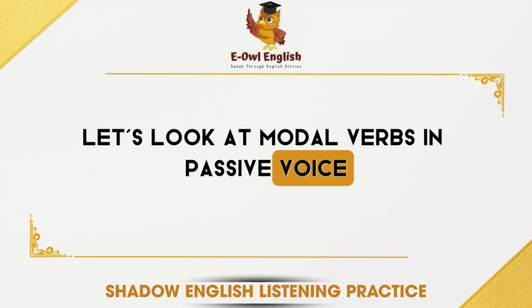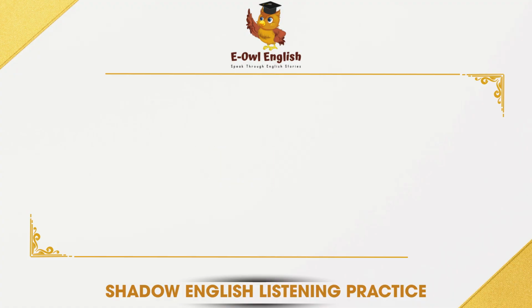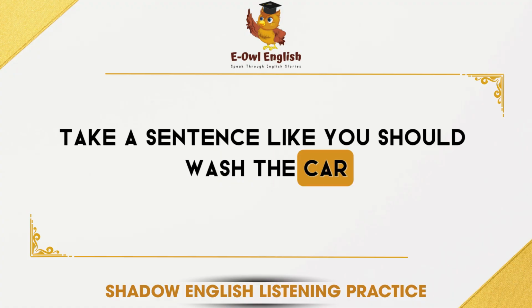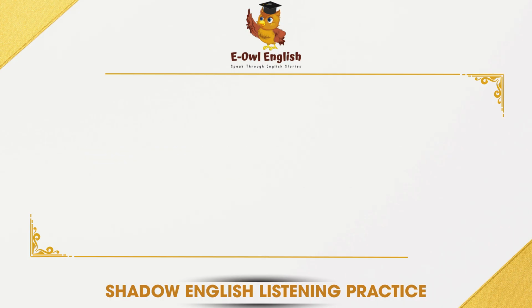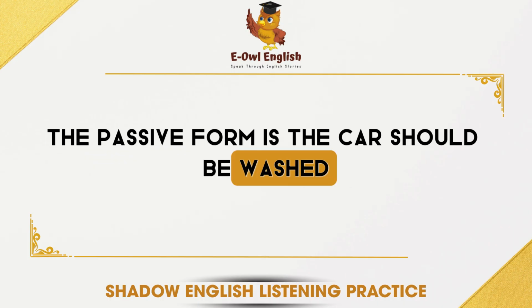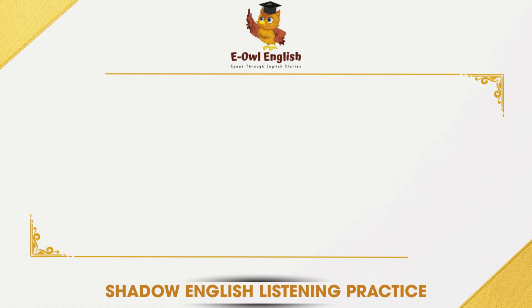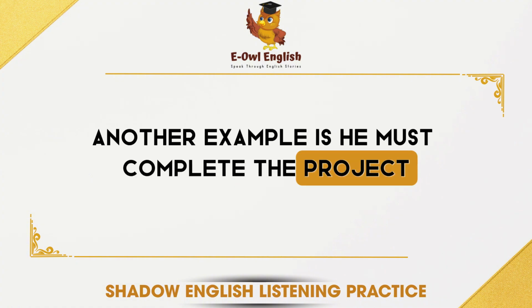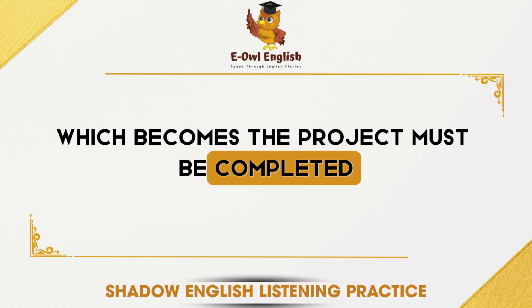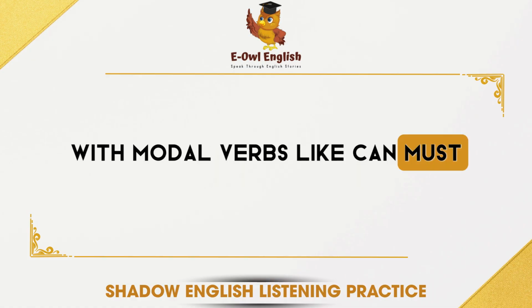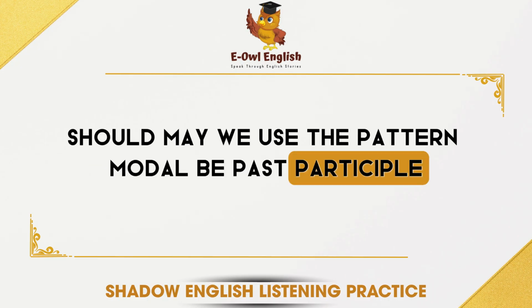Let's look at modal verbs in passive voice. Take a sentence like you should wash the car. The passive form is the car should be washed. Another example is he must complete the project, which becomes the project must be completed. With modal verbs like can, must, should, may, we use the pattern, modal, be, past participle.